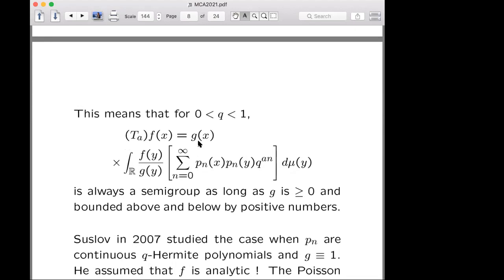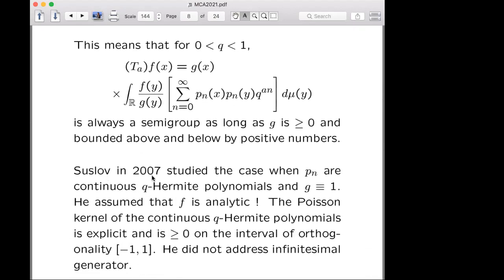And, you know, I have to be careful. But this is always a semigroup. Formally, this is a semigroup. And the reason is, as a tends to 0, this thing will converge to f over g, and the g cancels the g, so it converges to f. Again, I have to make precise assumptions for this.